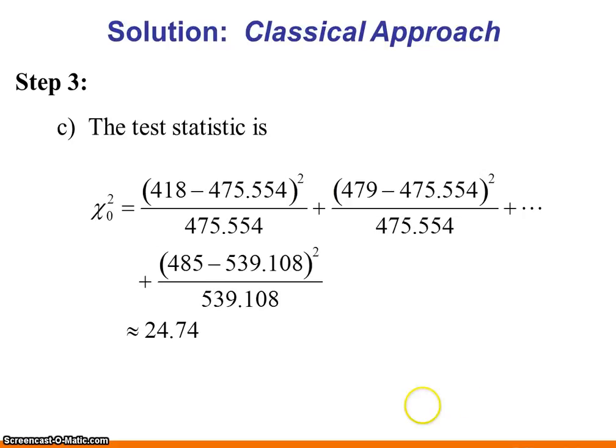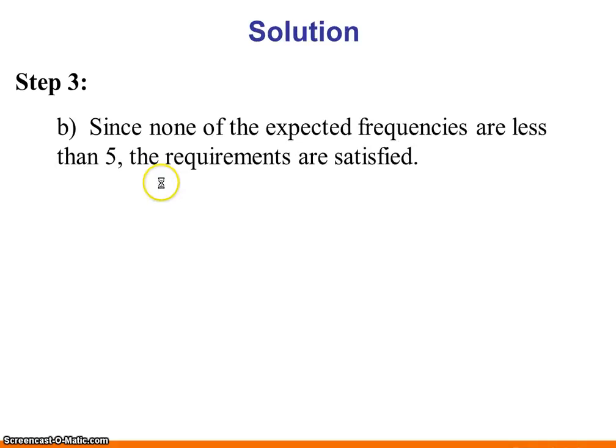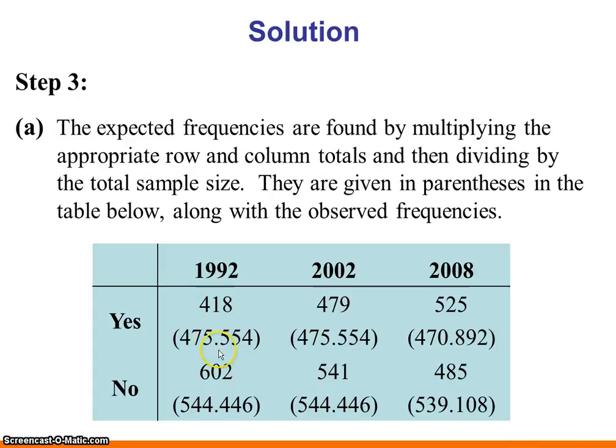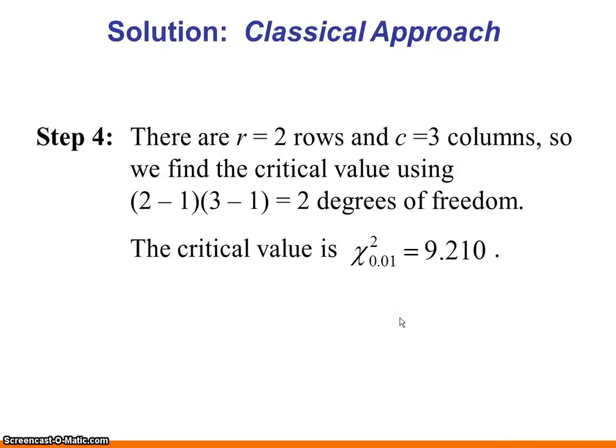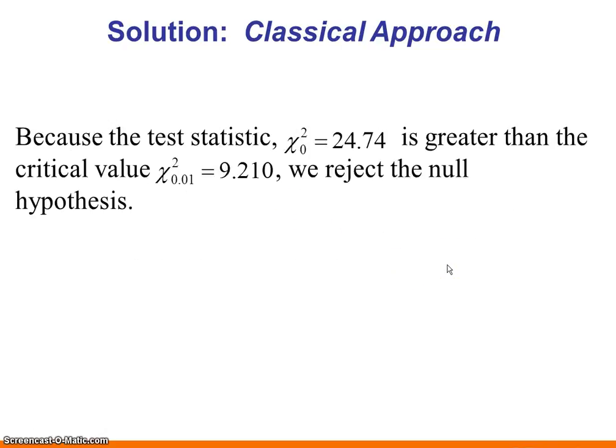Compute the test statistic as before by taking the difference between the observed and expected frequencies, squaring those and adding those together. Using the classical approach, again in this case we'd use 2 degrees of freedom. Remember alpha was equal to 0.01, so we'd get 9.210. Comparing this to the calculated statistic, since the calculated statistic is greater than the critical value we look up in the table, we will reject the null hypothesis.